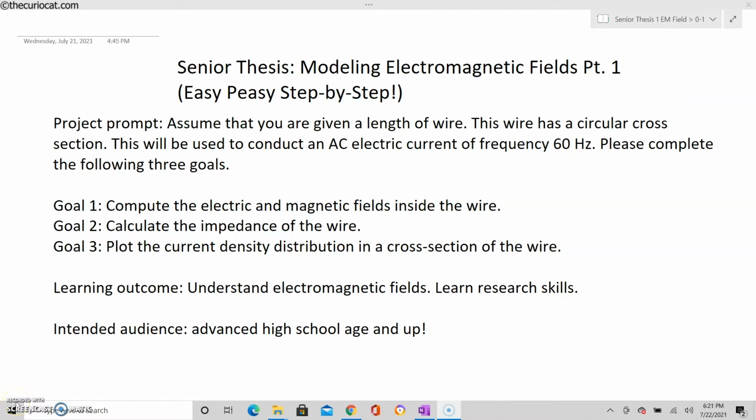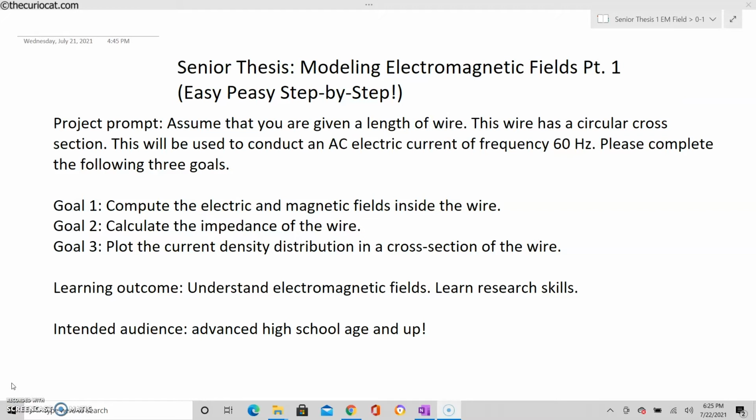This will be the first video of the TheCurioCat Open Science Project, where we make complicated science accessible to everyone. Our first project is called Senior Thesis, Modeling Electromagnetic Fields. The complexity and thoroughness of this project will be approximately at the college senior level. However, I will explain this project in a very simple step-by-step way so that even a high school student can understand. Okay, now for the project prompt.